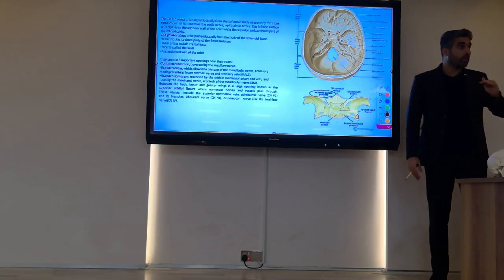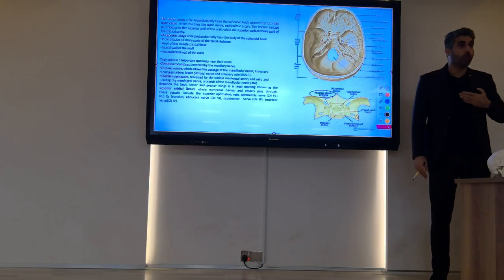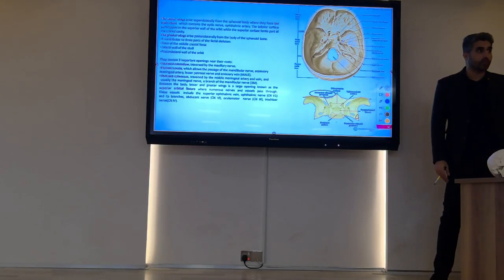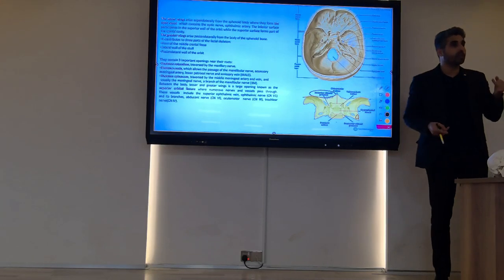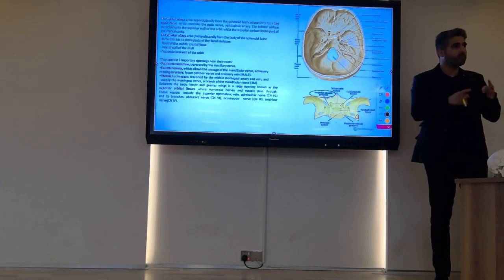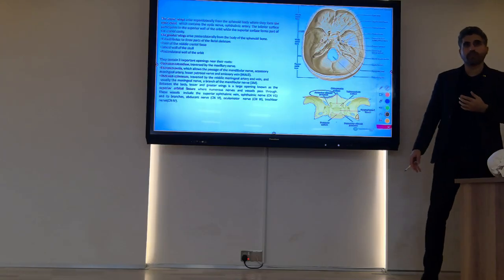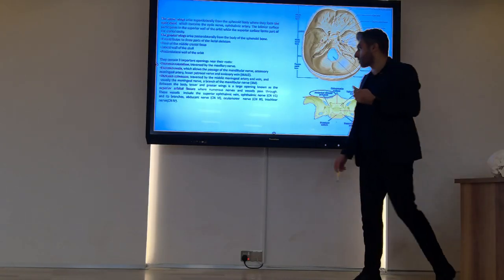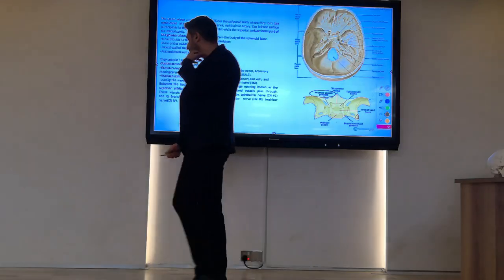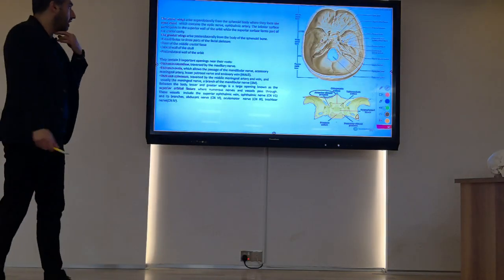And these are not the only structures passing. For example, the oval foramen has 3 structures. Mandibular nerve is one of them. For example, we have the accessory meningeal artery, lesser petrosal nerve, and emissary veins. The foramen spinosum has 3 Ms: middle meningeal artery, middle meningeal vein, and meningeal branch.